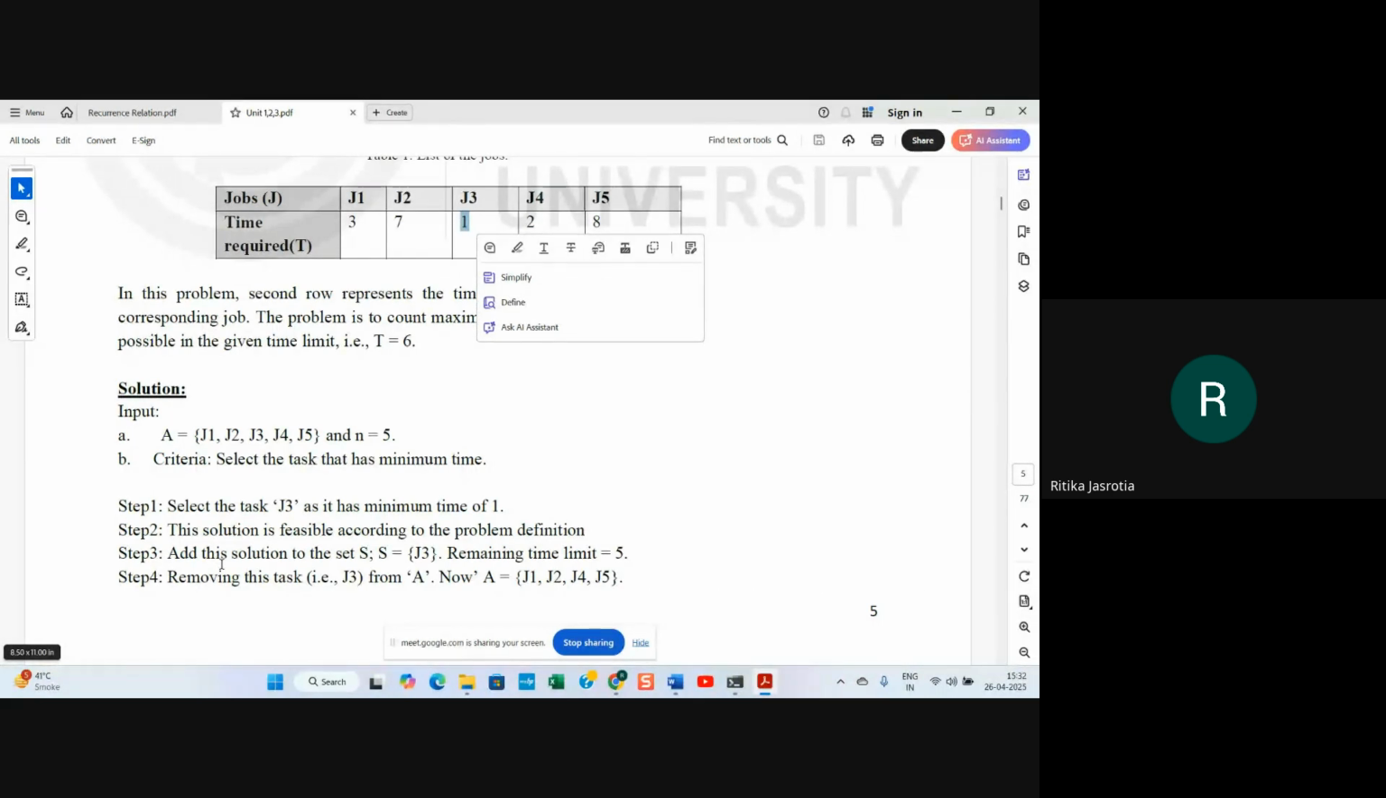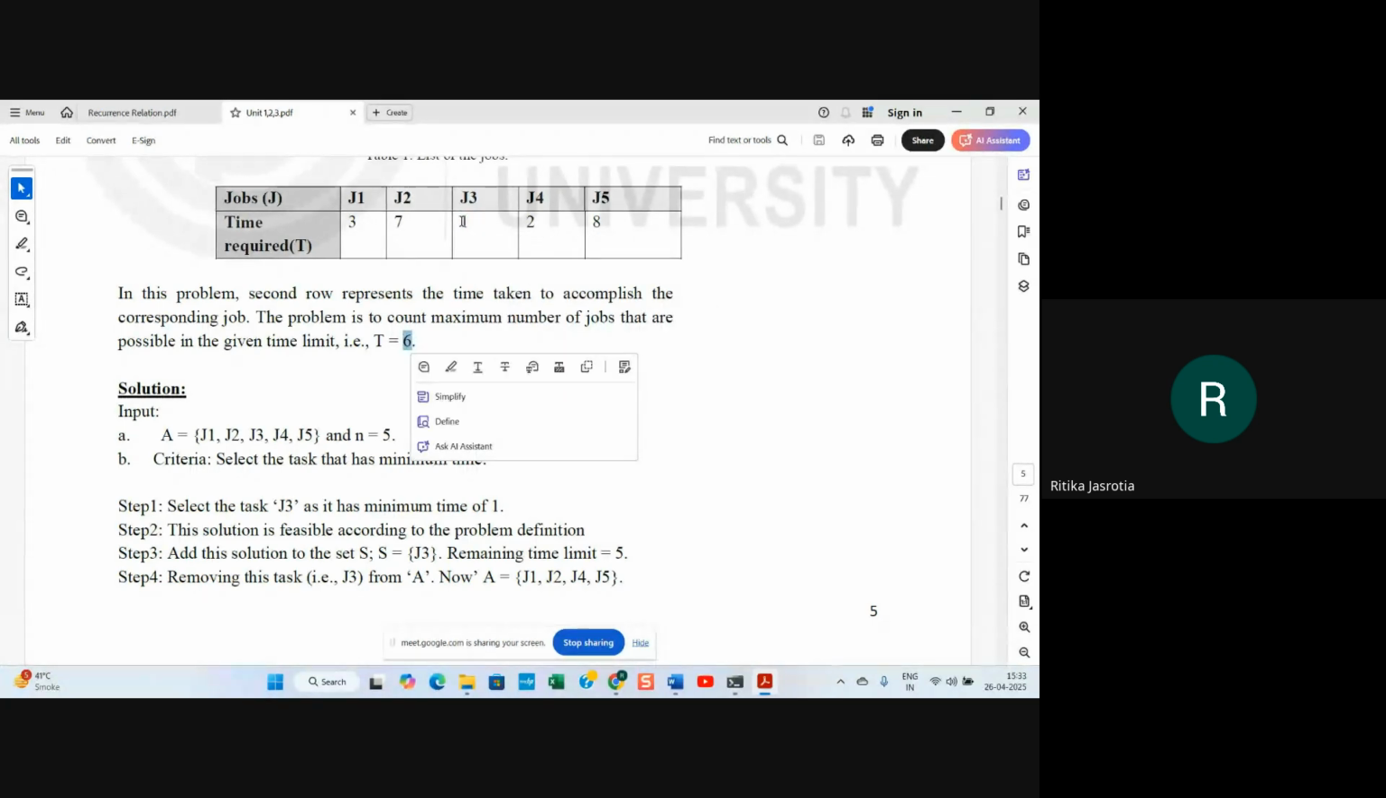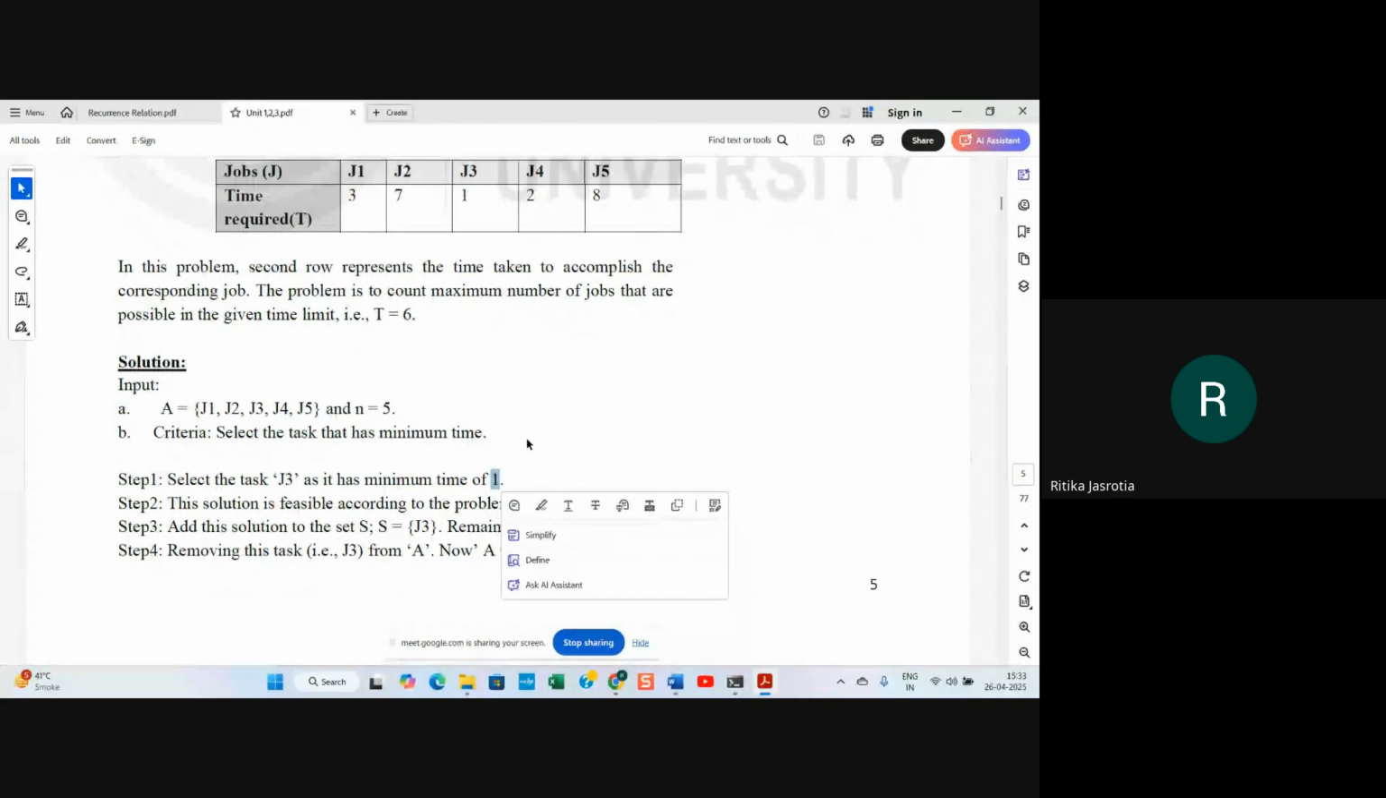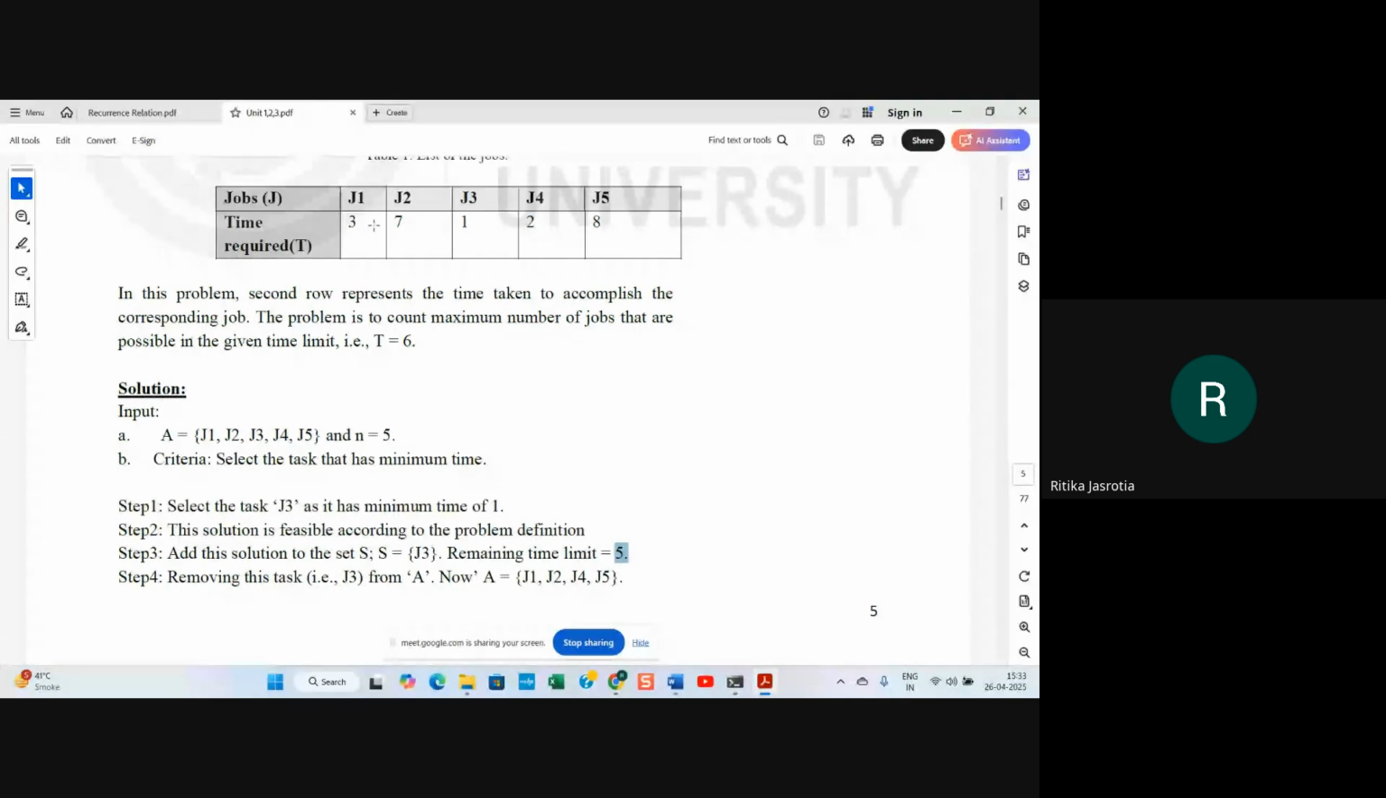Add this solution to the set S. So we will put J3 in the solution set. The remaining time left: the time limit was 6, and because we have used one unit of time, 6 minus 1, your time limit now left is 5. Now J3 has been removed.